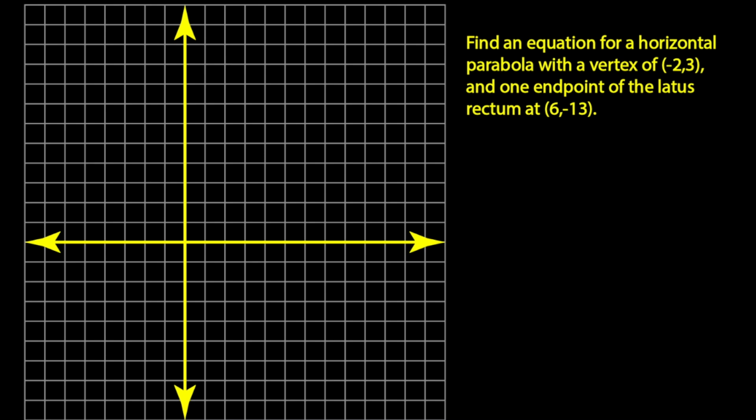This video will deal with drawing a parabola from stipulations that we are given. And here they are. Find an equation for a horizontal parabola with a vertex of (-2, 3), and one endpoint of the latus rectum at (6, -13).